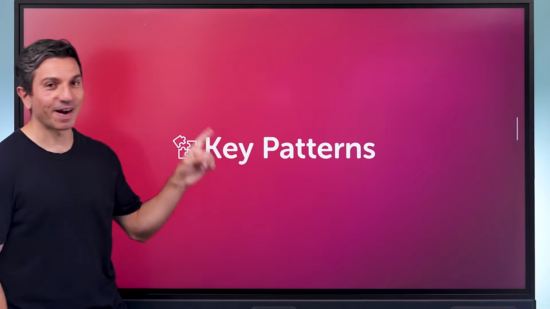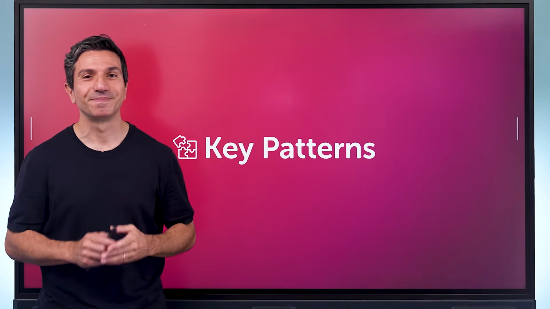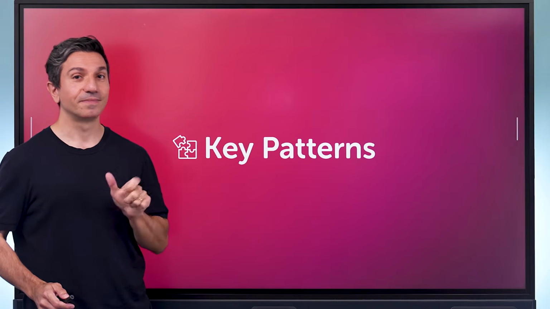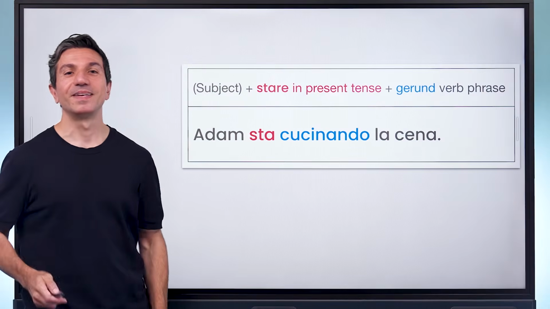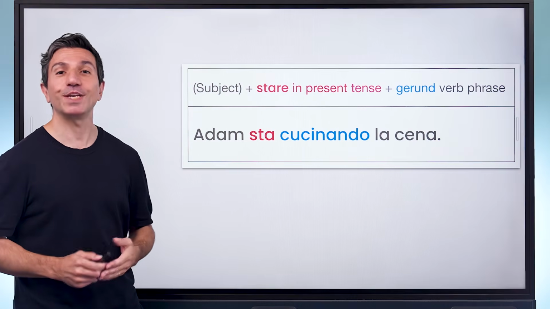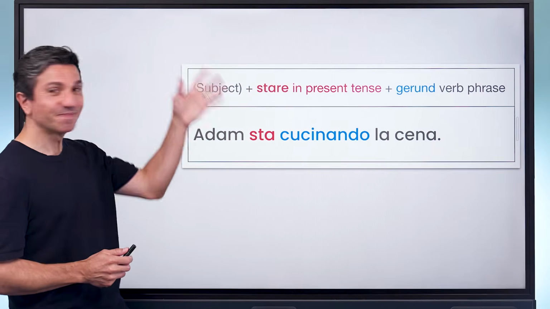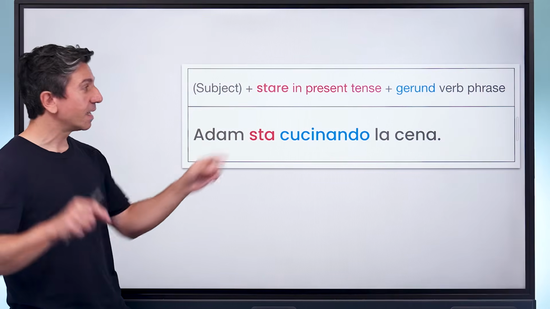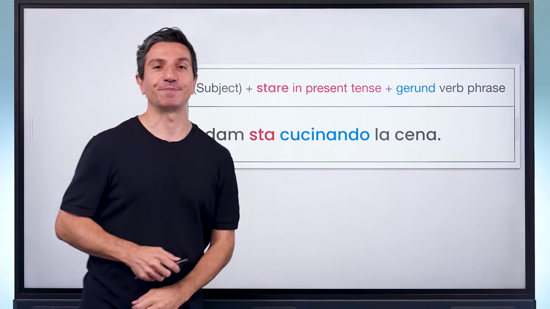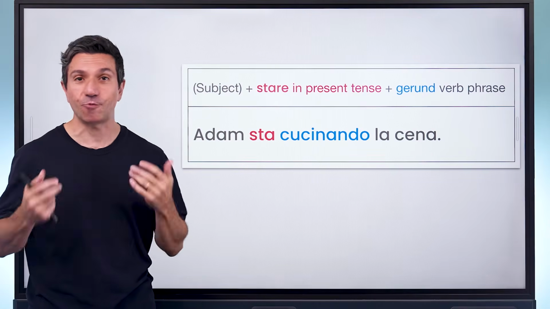Let's look at the sentence pattern. Do you remember how the character said, Adam is cooking dinner? Adam sta cucinando la cena. This sentence follows the pattern here: subject plus stare in present tense plus gerund verb phrase. This structure is used to describe actions that are happening right now.